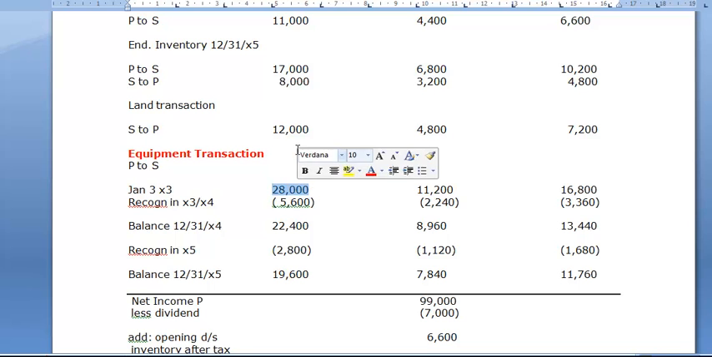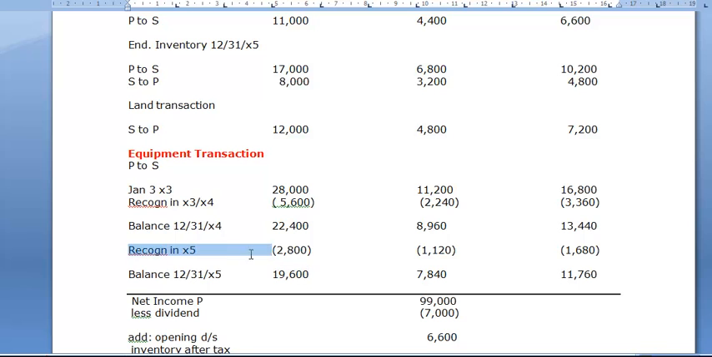So in X3, the year that it was sold intercompany, as well as X4, we take in $2,800 each year, which is $5,600, which leaves us with an unrealized balance of $22,400. And then in this year we'd also recognize $2,800 into consolidated income, which at the end of X5 would leave us with an unrealized balance of $19,600.